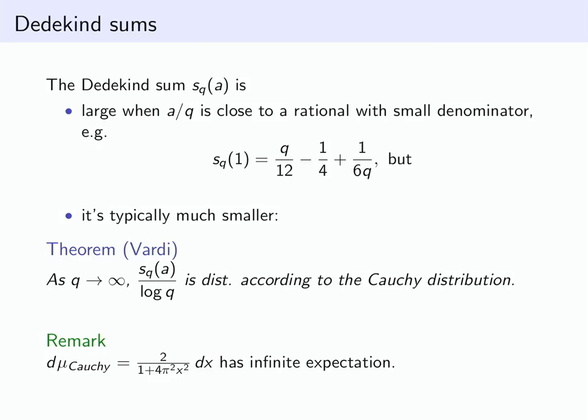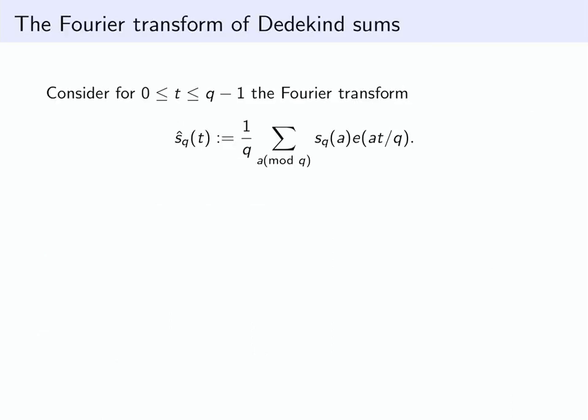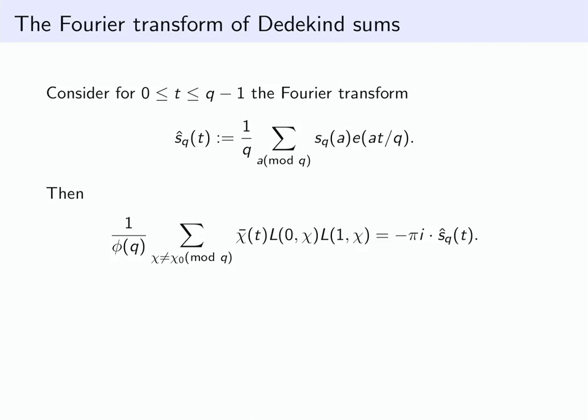If you want something that evens that out, it's actually pretty reasonable to instead look at the Fourier transform of this thing. So consider the mod q Fourier transform of the Dedekind sum, defined in this way. And it actually turns out that the motivating thing I was talking about, this simplified sum of L values, is equal to the Fourier transform of the Dedekind sum.